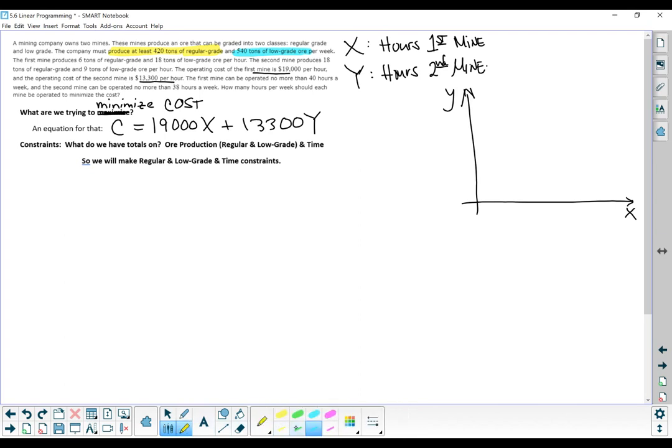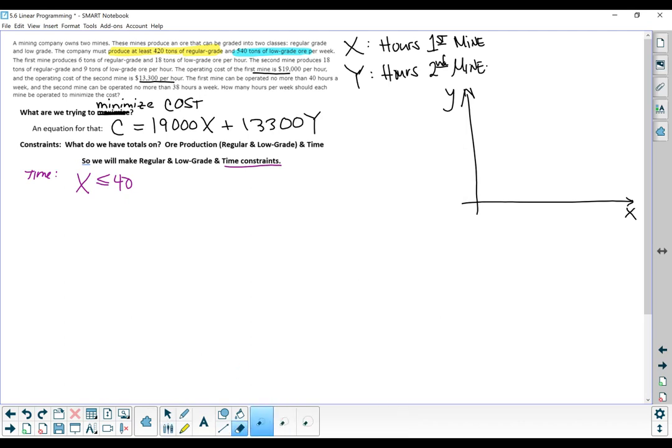And then we also have a constraint for time, and that is that they can't operate more than 40 and 38 hours respectively. So I'm going to write out those time constraints first because they're the easiest, and then we'll write out the regular grade and low grade requirements. So for time, we know that the first mine can only operate 40 hours or less per week. So X is the first mine's hours. That has to be less than or equal to 40.